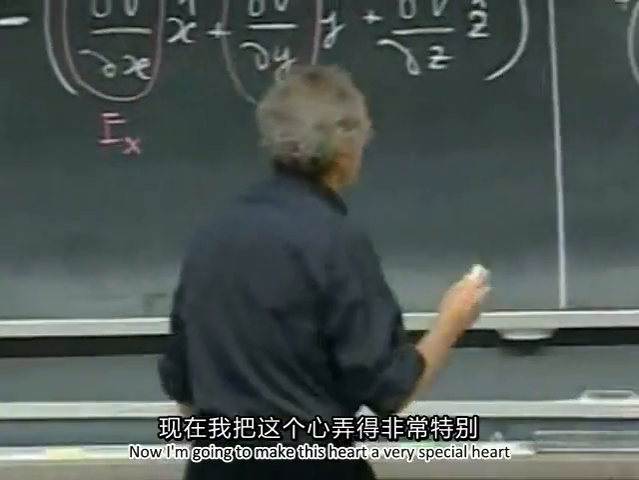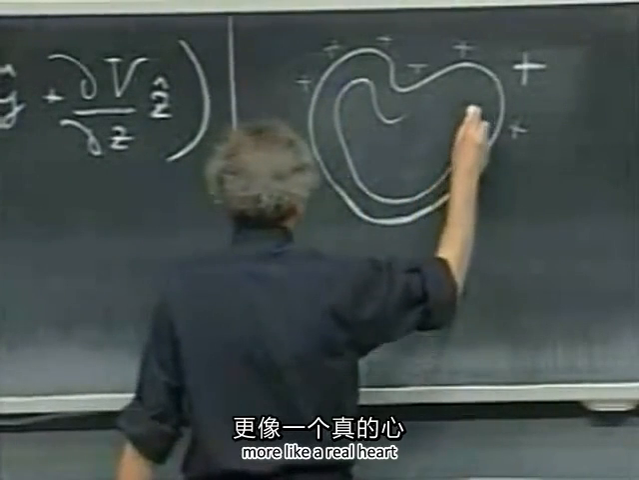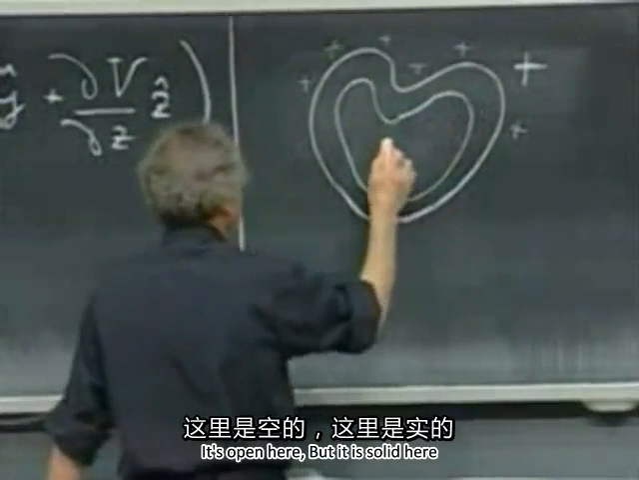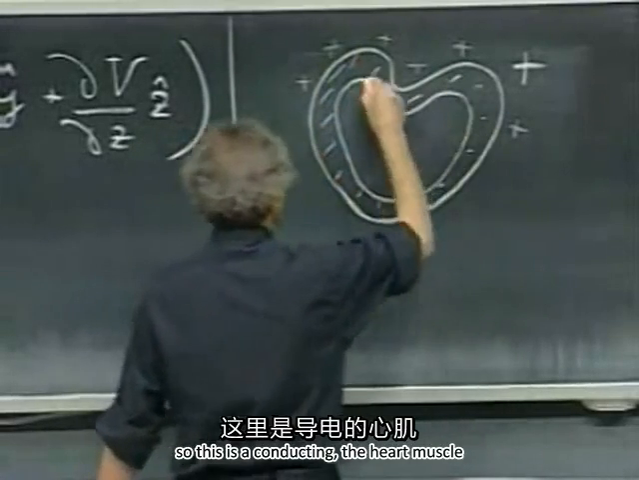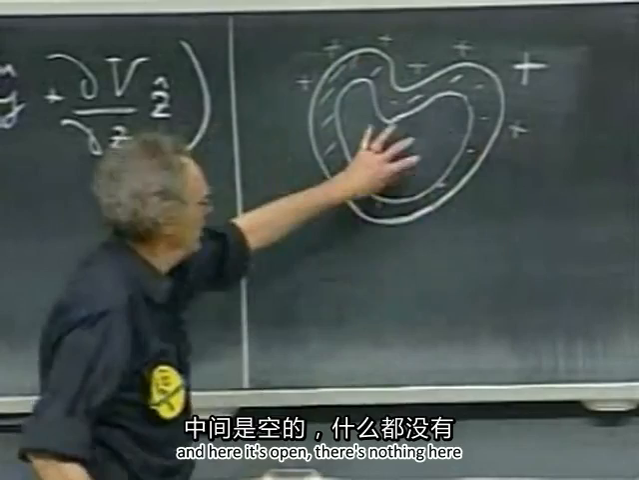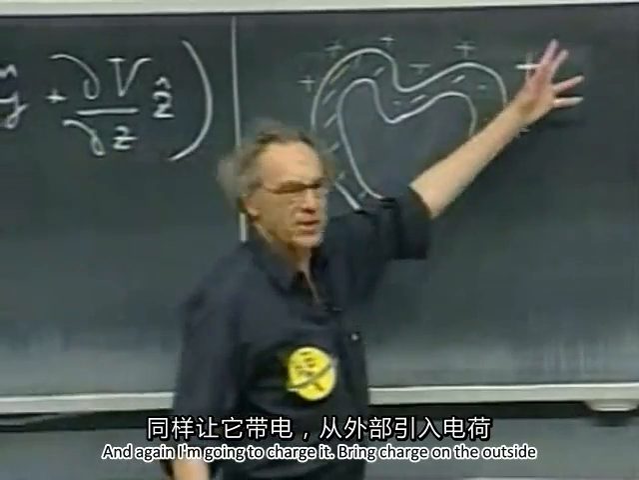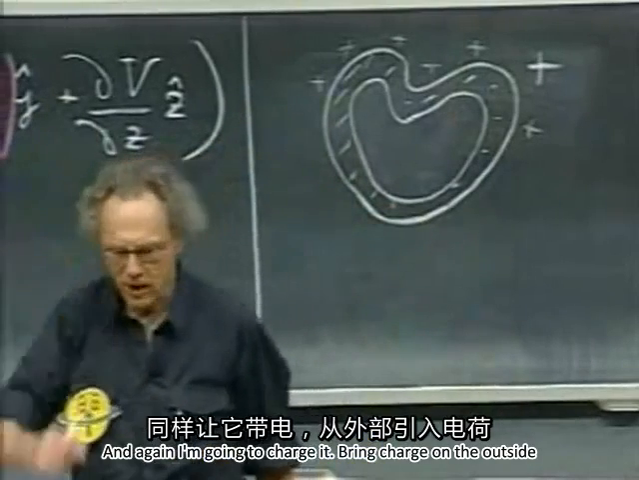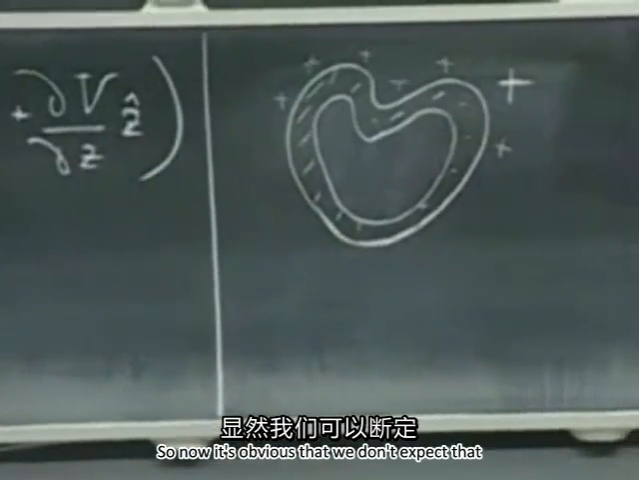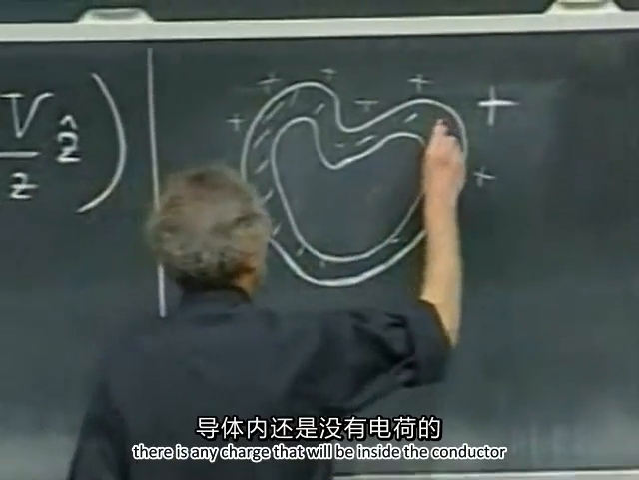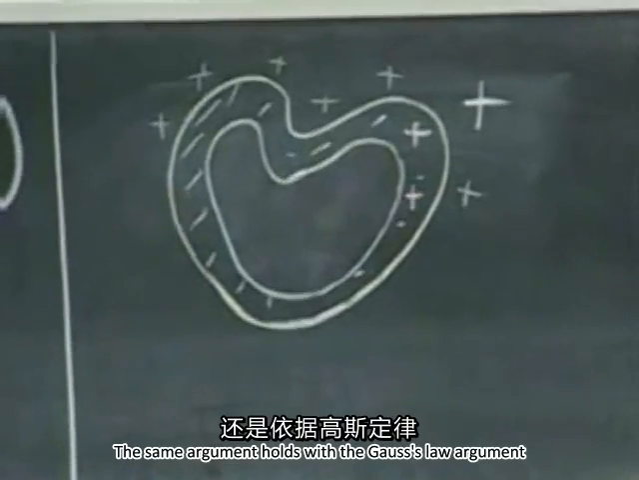Now, I'm going to make this heart a very special heart, more like a real heart. It's open here, but it is solid here. So this is a conducting heart muscle, and here it's open. There's nothing here. And again, I'm going to charge it. Bring charge on the outside. So now, it's obvious that we don't expect that there is any charge that will be inside the conductor. That's clear. The same Gauss law argument holds.